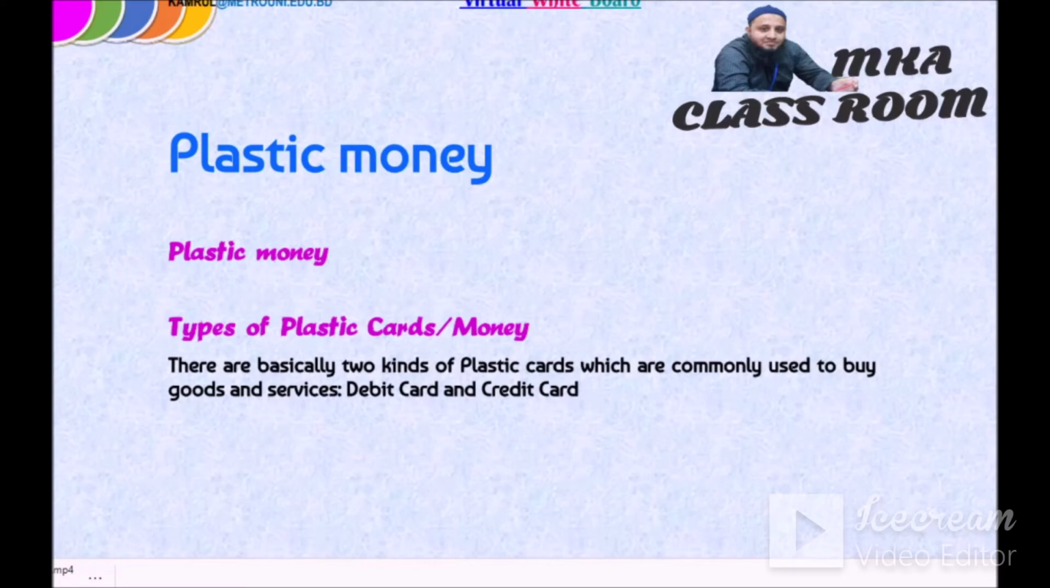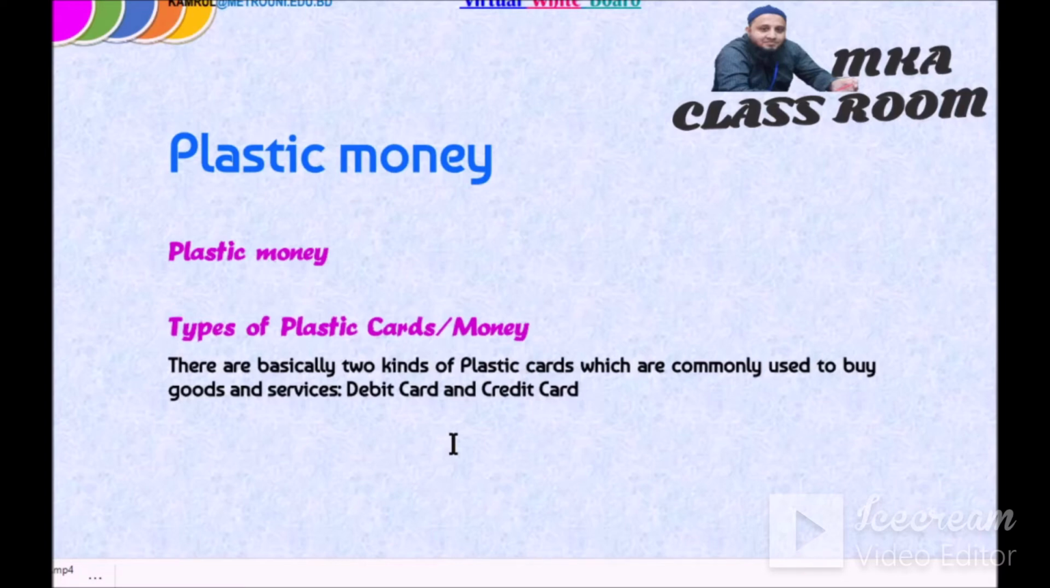So technology has developed day by day, and this technology changed our life. Once upon a time we would write a check, go to the bank and withdraw funds, but those days have changed with the development of technology. Now we go to the ATM booth, insert our plastic card and withdraw our money. So that is the plastic card. You have seen a piece of plastic.